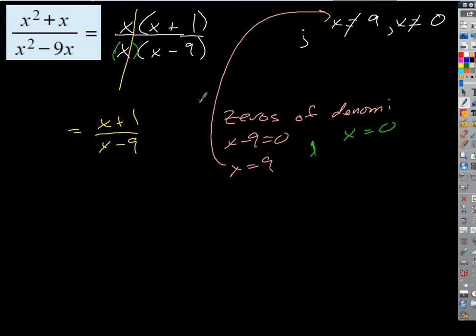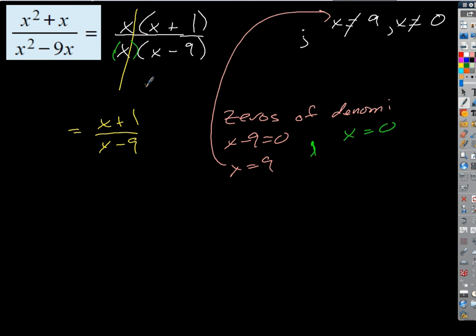So if I want to find the zeros of the denominator, I'm going to use the zero product property, right? When does x times x minus 9 equal 0? Whenever x equals 0 or whenever x minus 9 equals 0. I'm pretty confused now. Okay, so think about what we're saying here.